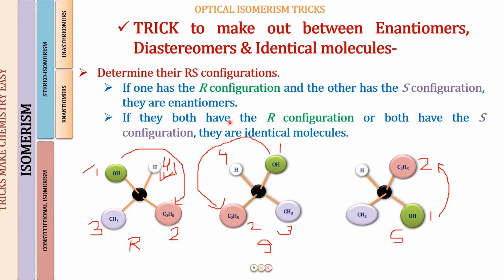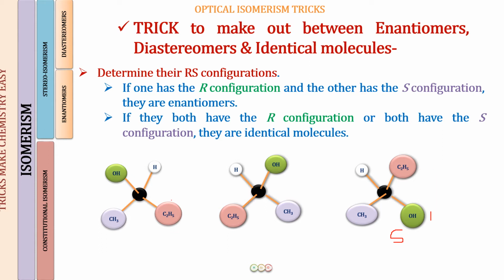So there what you have to remember is that if one of the compounds has R and the other also has an R, that means both have the R configuration or both have the S configuration, well, they are going to be identical molecules. So structure number 2 and structure number 3, both of them have the S configuration. So this means that these two are going to be identical molecules. So I think this is going to be very easy for you if you just know simply how to write the RS configuration for the various structures.